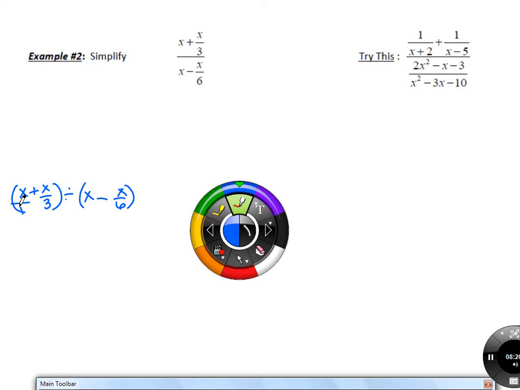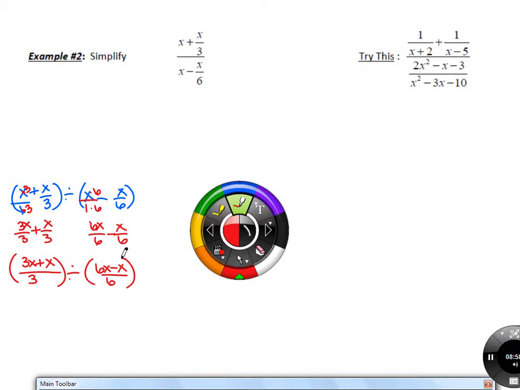Think about this as having a 1 in the denominator. The least common denominator in the first addition problem is 3, which means this first fraction needs to be multiplied by 3. So I'm going to have 3x over 3 plus x over 3, which simplifies to 3x plus x over 3. I have that part still being divided by whatever I get here. And again, here I would multiply numerator and denominator by 6. So I'd have 6x over 6 minus x over 6, which is 6x minus x over 6. Now I'm going to go through the division process like I normally would. So this is 3x plus x over 3 times the reciprocal.